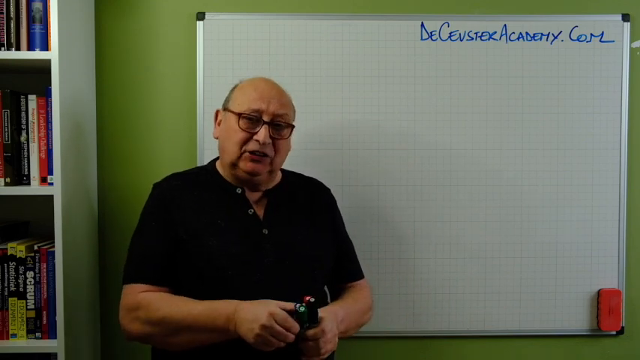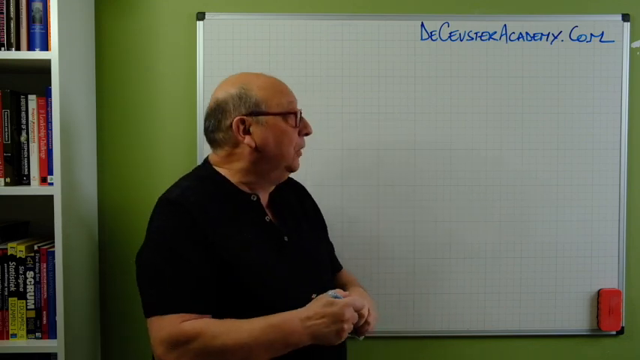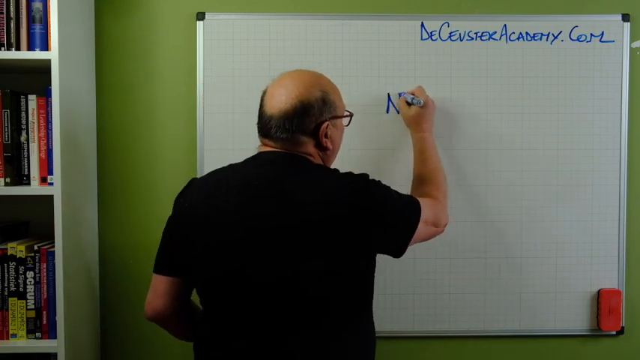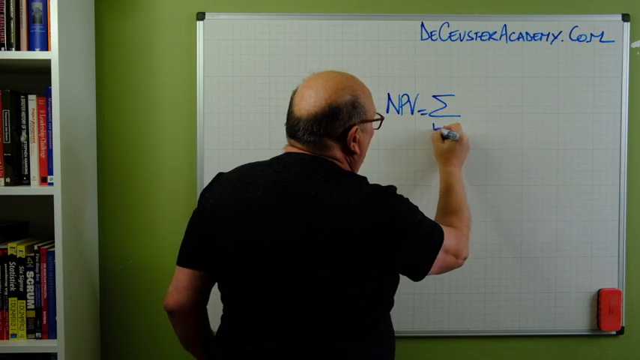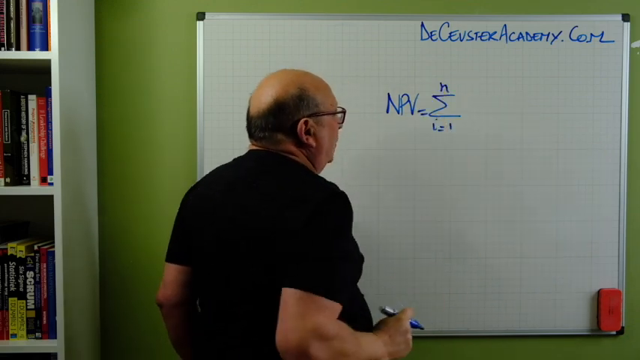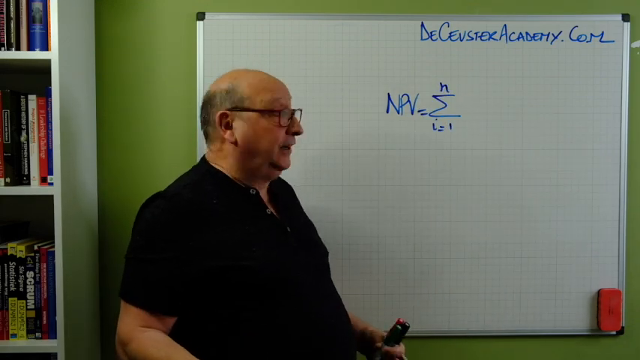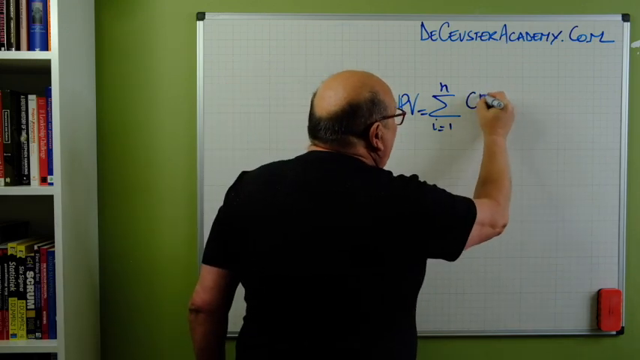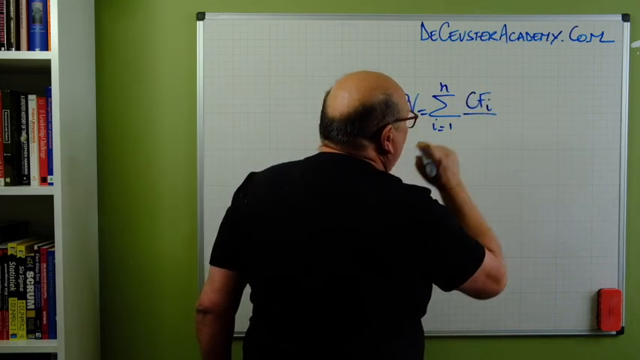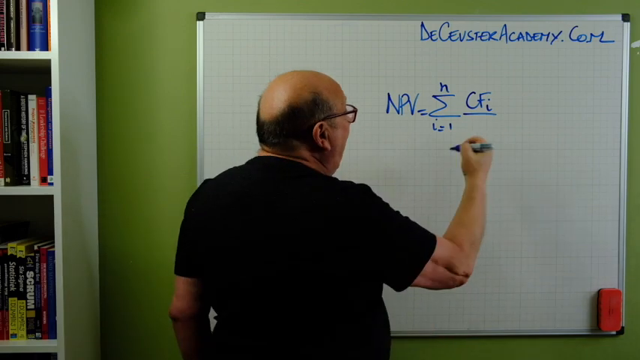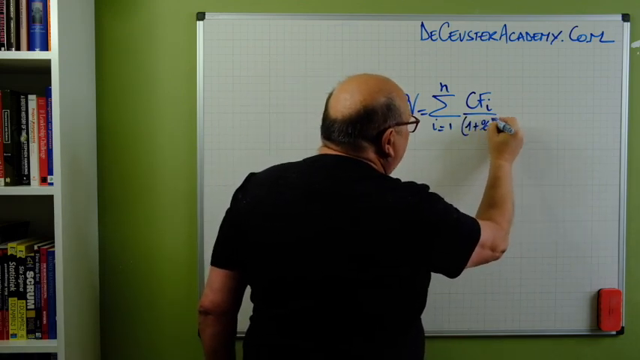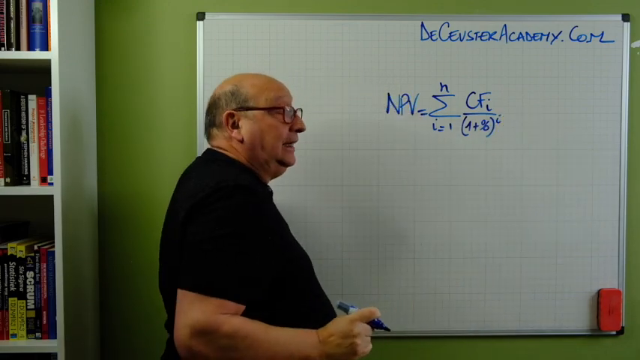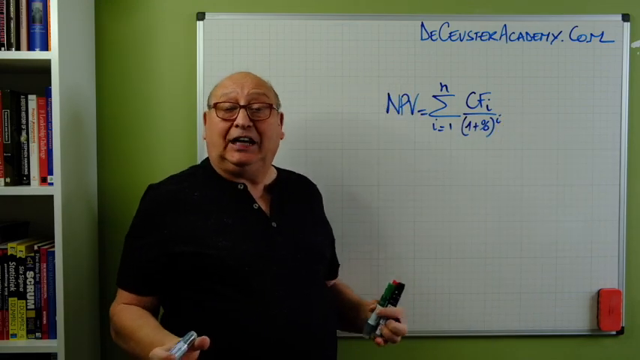And what is the net present value? Let's start with the formula. So the net present value is equal to the sum of the cash flows, year 1 up to year n. CF_i, cash flow i, is the cash flow for a specific year, and we discount it with a discounting factor 1 plus the percentage to the power i. These are the discounted cash flows.